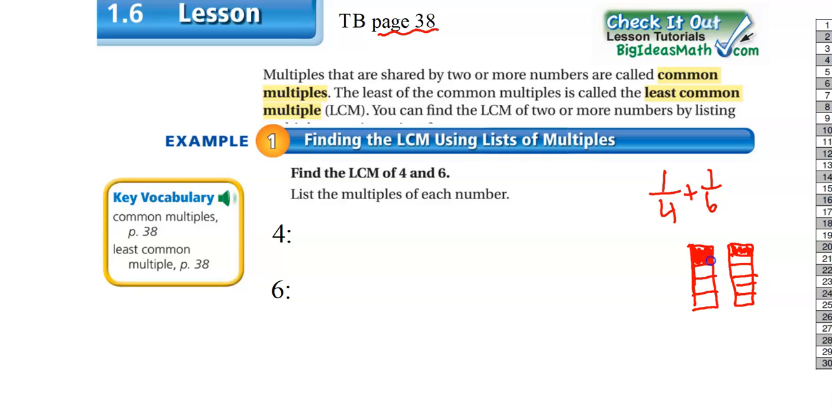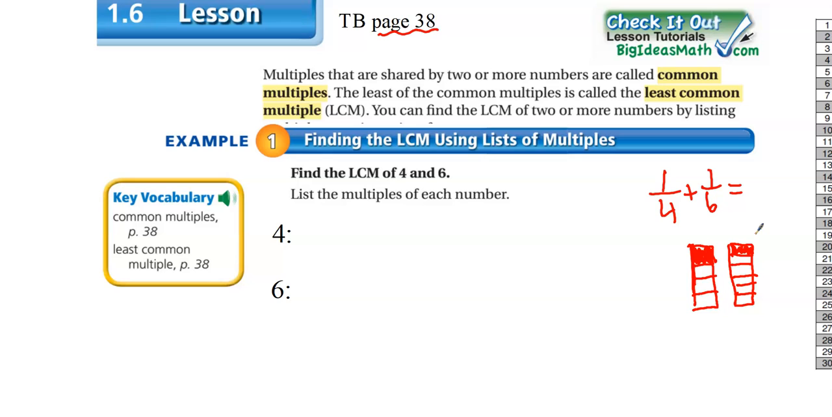Now the idea with fractions is, if I want to add them together and name a new fraction that represents these two pieces together, I can't add 1/4 and 1/6 because they're not the same size pieces. Yes, I would have two pieces, but they're not equal. So this is why we're learning least common multiple.